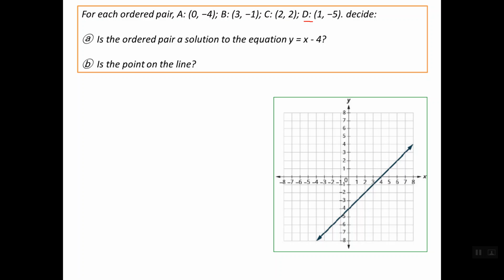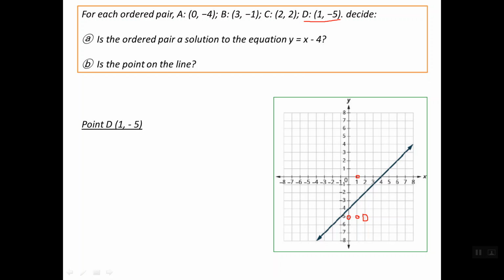Let's check the last point, which is point D with coordinates of 1 and -5. Let's first plot this point on the plane. So this is 1 and this is -5. So this is the point D. As you see here, point D is not on the line. So it is not a solution for the equation.